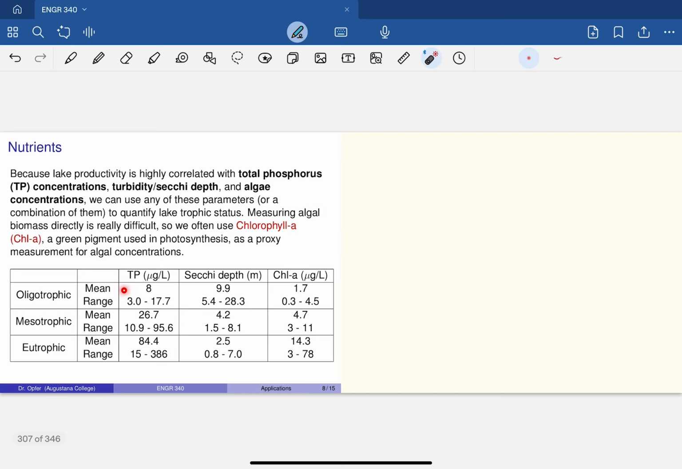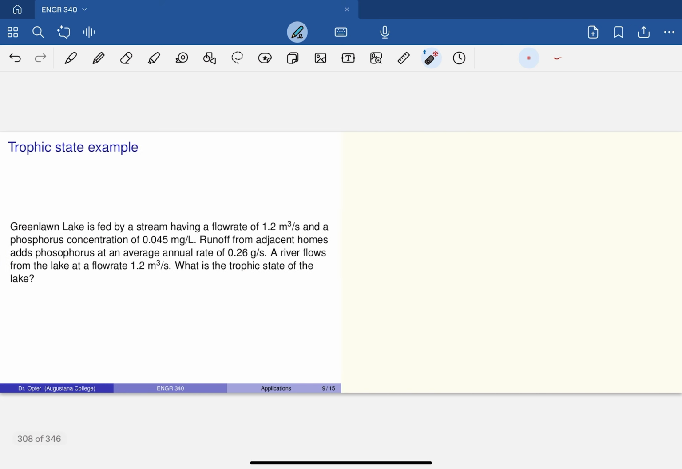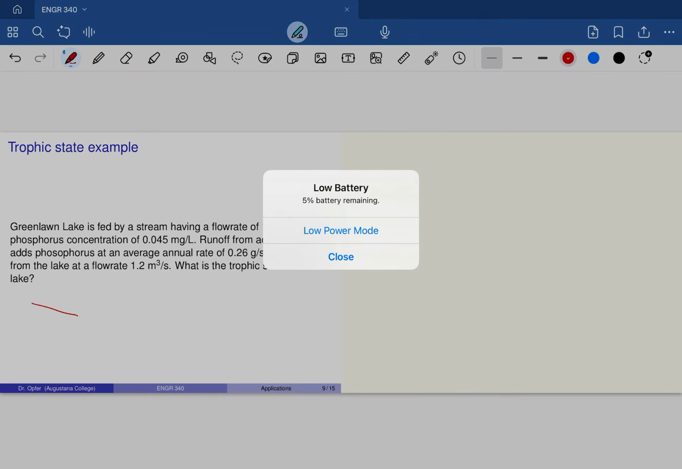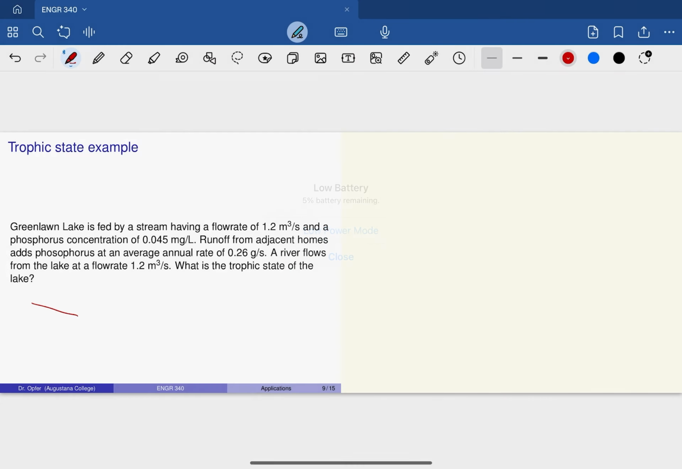Well, if we look at this table, we can classify the trophic state of the lake using phosphorus concentrations. So what we're going to do is find the steady state phosphorus concentration of this system and find that concentration on the table.